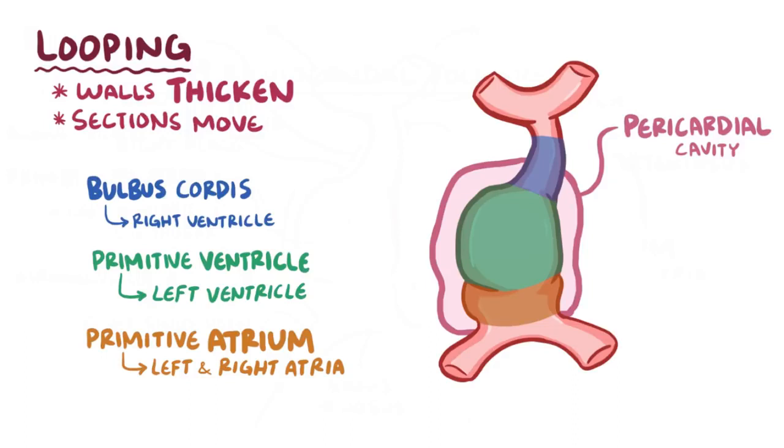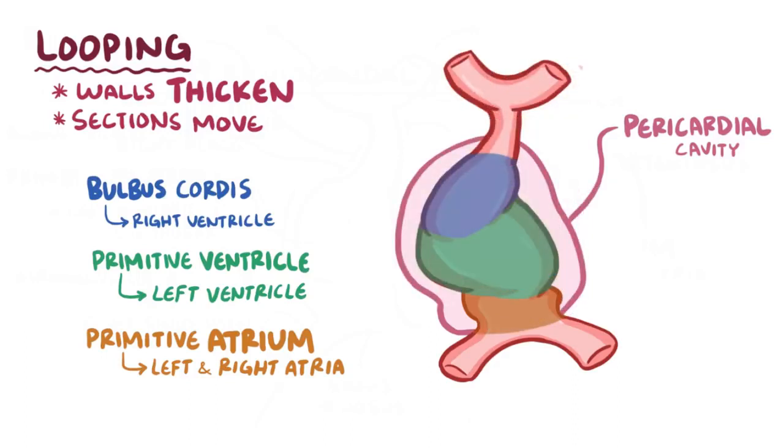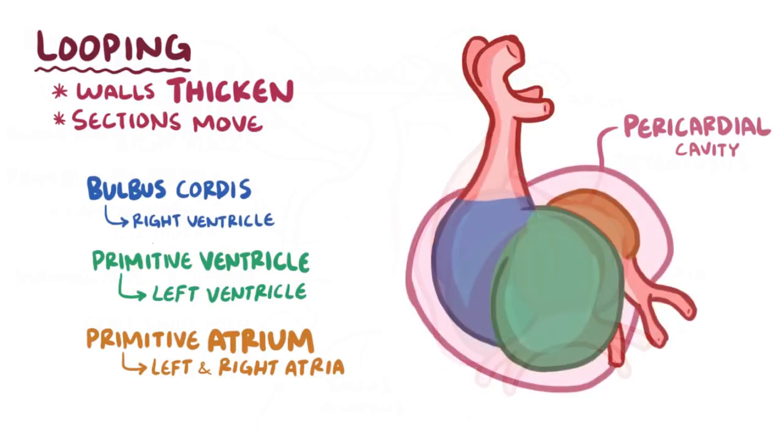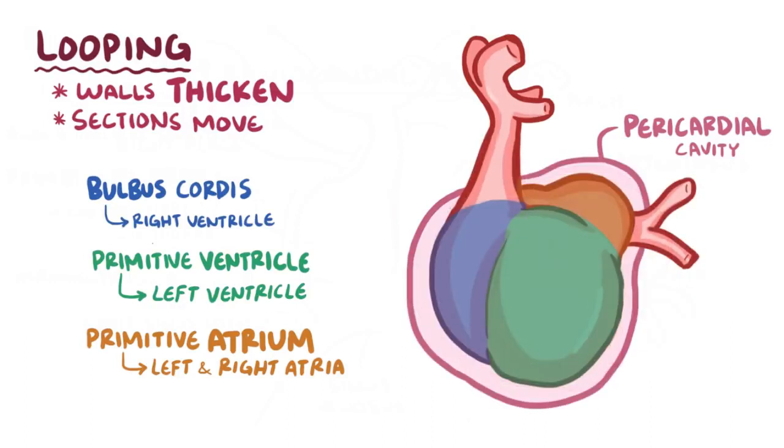The truncus arteriosus and bulbus cordis move down and to the right to form the top portion of the C, while the primitive ventricle bends to the right of the midline and a little to the front, forming the middle of the C. Finally, the primitive atrium and sinus venosus form the bottom of the C, and snuggle deeper inside the pericardial cavity. As development continues, the growing ventricle moves to the left, so it crosses over the midline again, covering the primitive atrium.